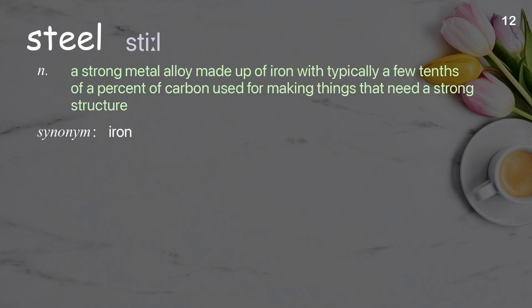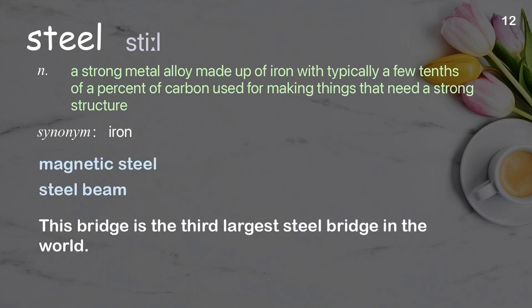Steel. A strong metal alloy made up of iron, with typically a few tenths of a percent of carbon used for making things that need a strong structure. Examples: magnetic steel, steel beam. This bridge is the third largest steel bridge in the world.